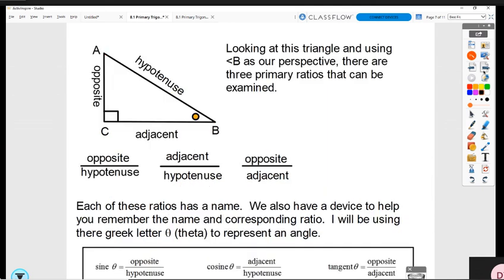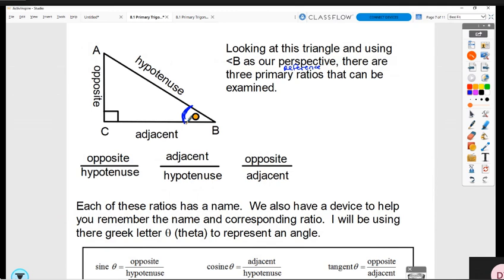Lovely. Now, looking at this triangle and using angle B as our perspective angle or our reference, either way, angle B, there are three primary ratios that can be examined. And we've heard of ratios before. A ratio is one thing over the other. We're comparing two things together in a ratio. So in total, there's only three things we can compare.